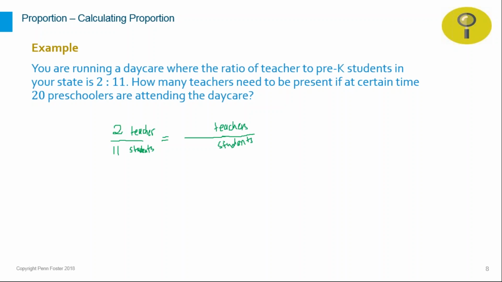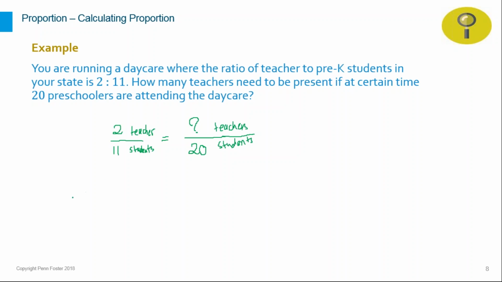Well, I know how many students will be there on that day. I know 20. So this is a known value. The unknown value is the number of teachers the manager of the daycare needs to make sure are present on that day. So I have my proportion set up correctly. Now I need to solve the proportion.